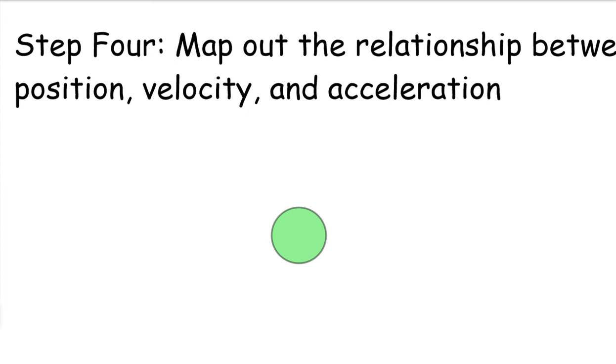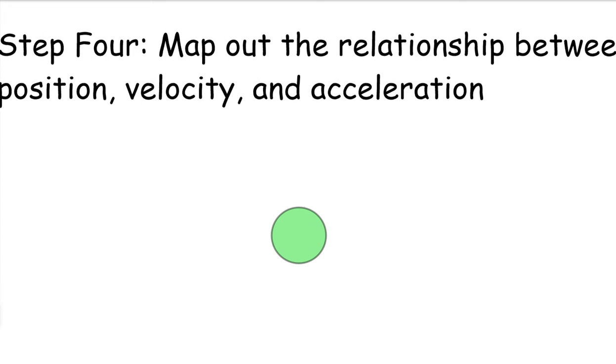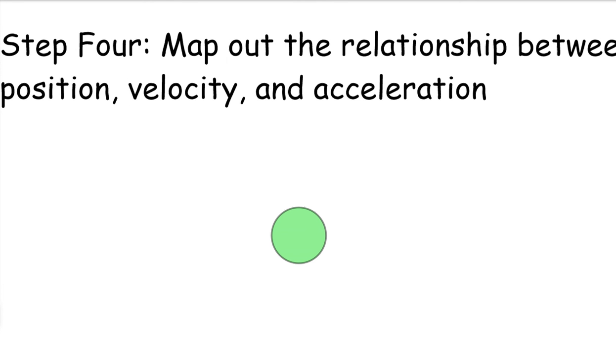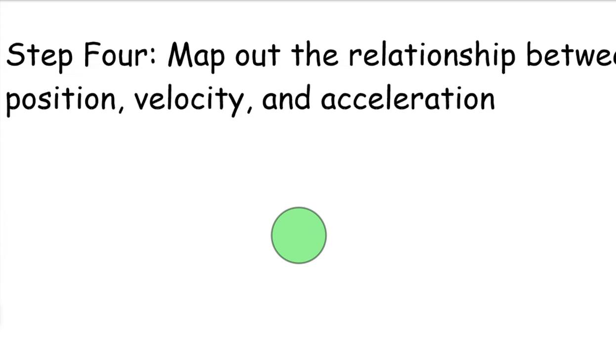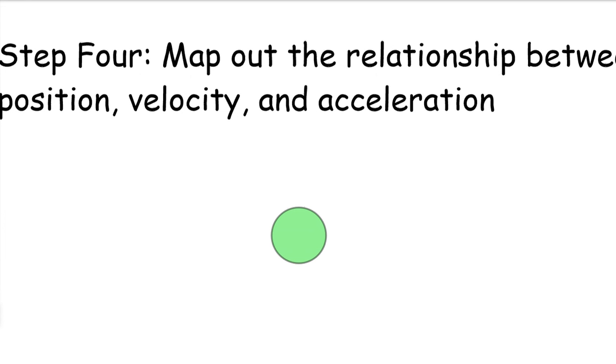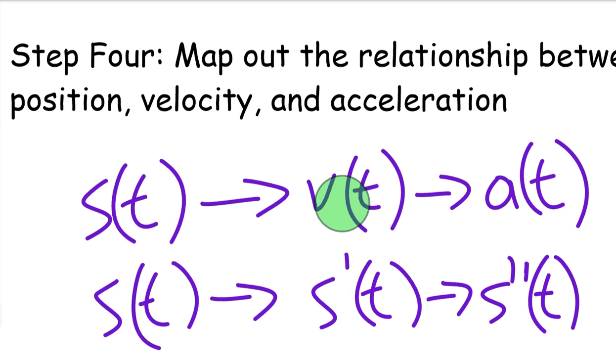Step 4 is to map out the relationship between position, velocity, and acceleration. Now, you might be thinking, okay, well, is it really necessary? Yes, it is. And the more you map out these relationships, the more successful you're going to be with position and motion problems. So let's take a look at that map. I went ahead and did this in purple. We have, first of all, the position equation. The next equation down is velocity, and the next equation is acceleration.